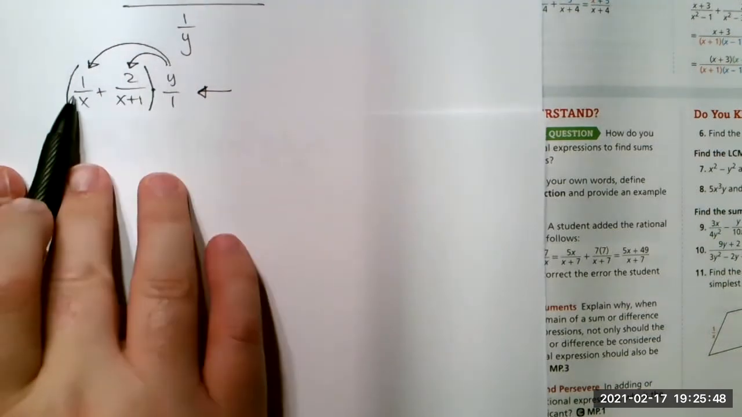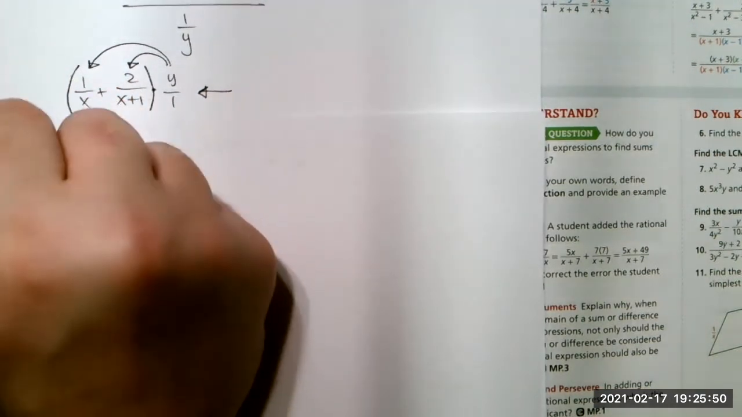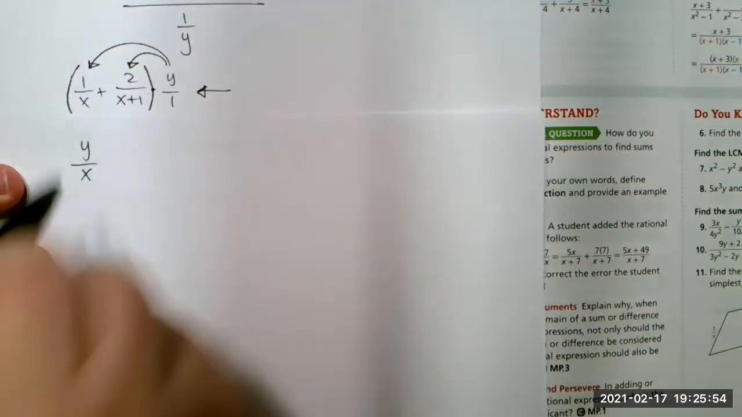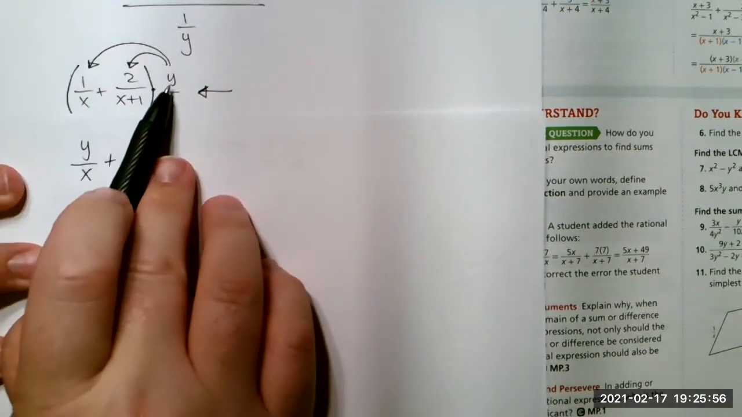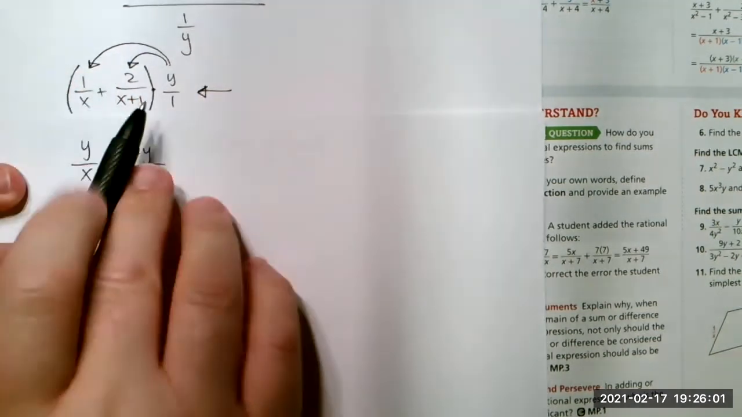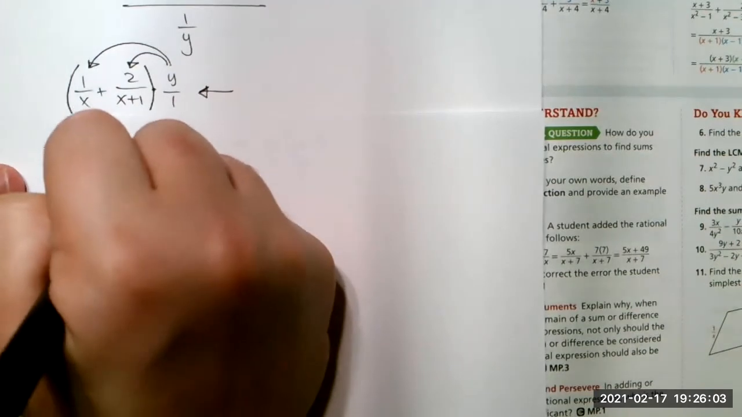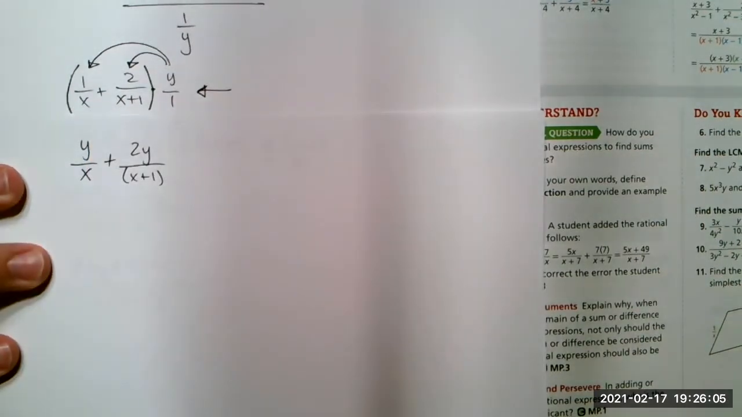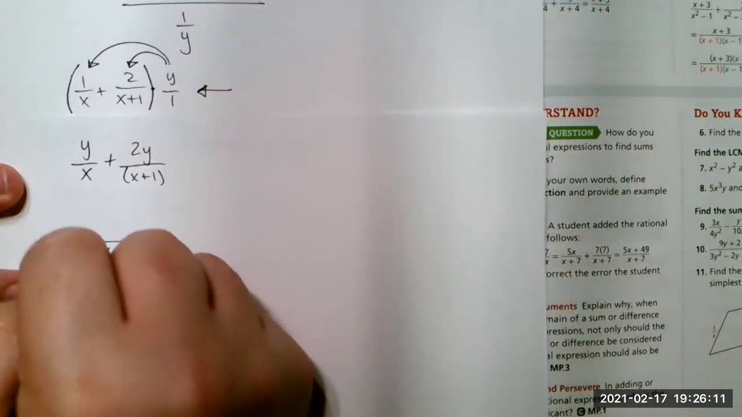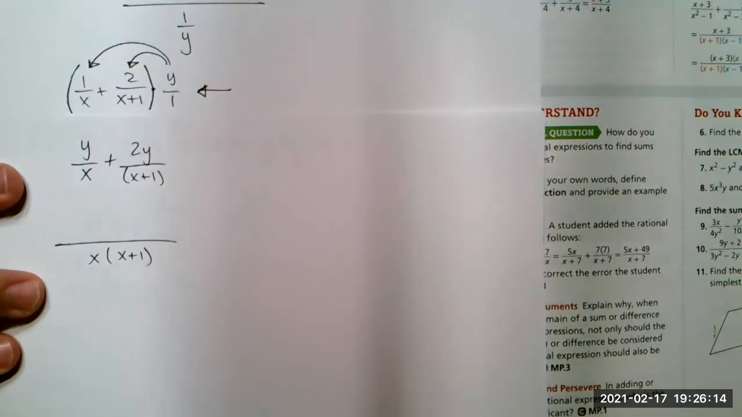So I'm going to distribute that y. So that'll be y over x, because y times 1 is y, 1 times x is x, plus y times 2 is 2y, and then 1 times x plus 1 is x plus 1. Here's the part where we're going to continue. I know that my least common multiple for my denominator is going to be x times x plus 1.